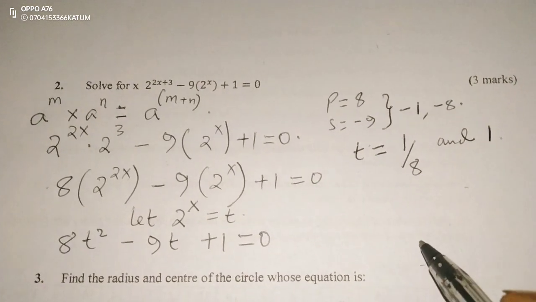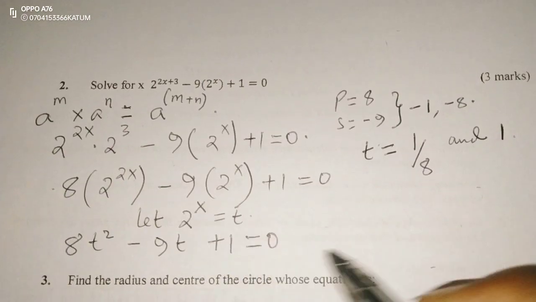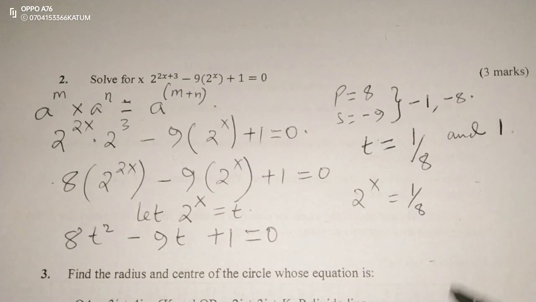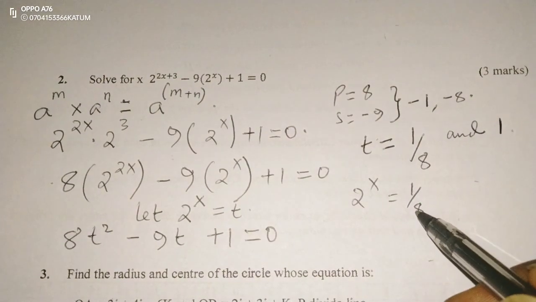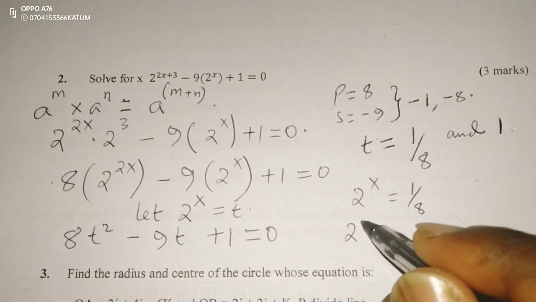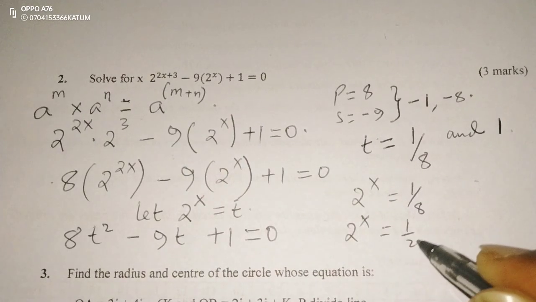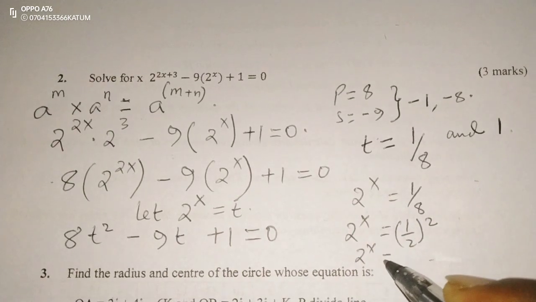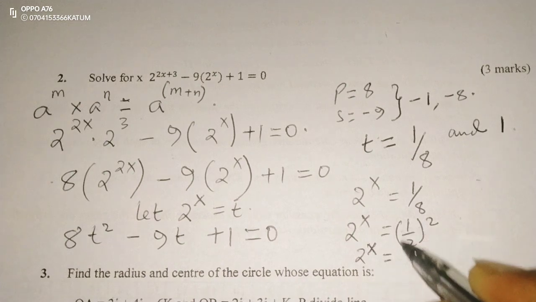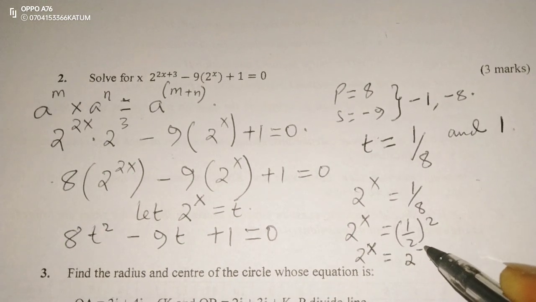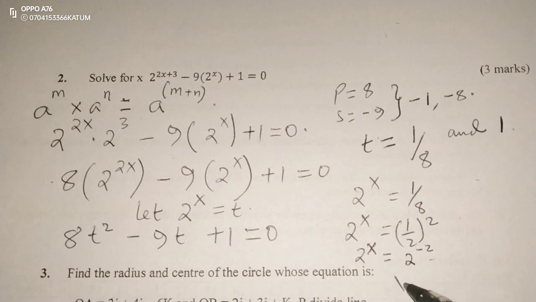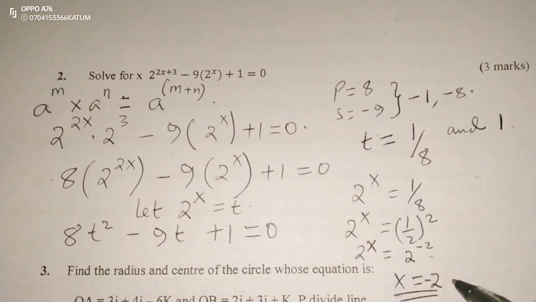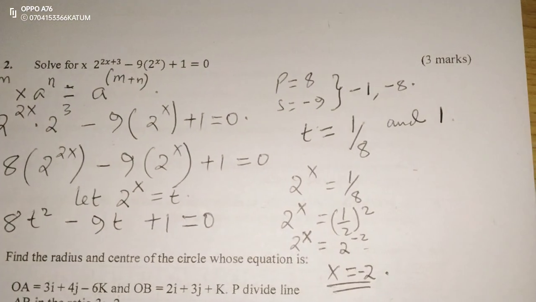So after this, now we should get the 2 possible values of x by saying 2 power x equals to 1 out of 8. This can be solved by expressing this one to its simplest base. 2 power x equals to 1 out of 2 cubed, which means 2 power x will be equal to, we take the reciprocal of half, which makes it 2, and the power becomes negative, so that we may say x equals to negative 2. That is one of the values of x.